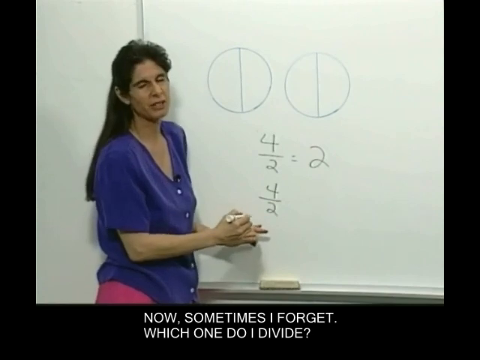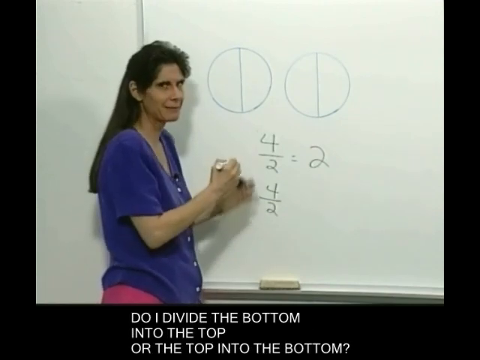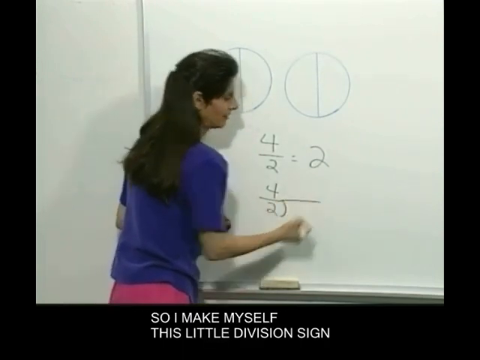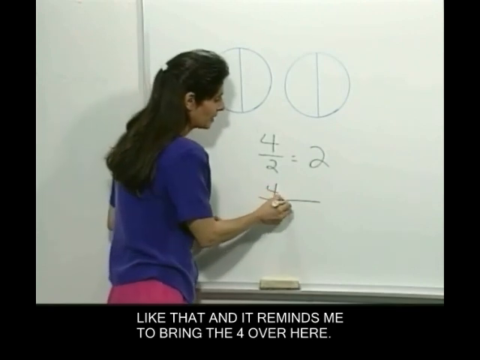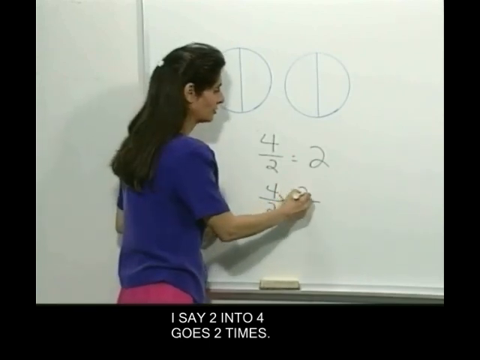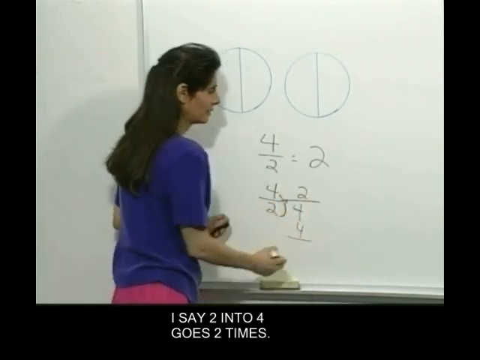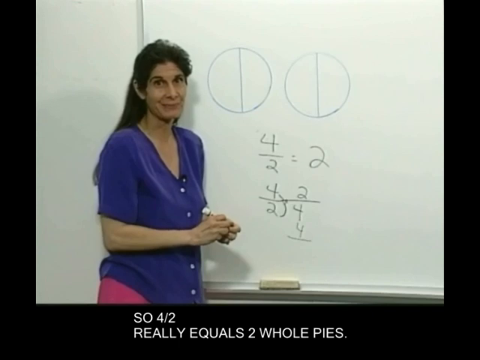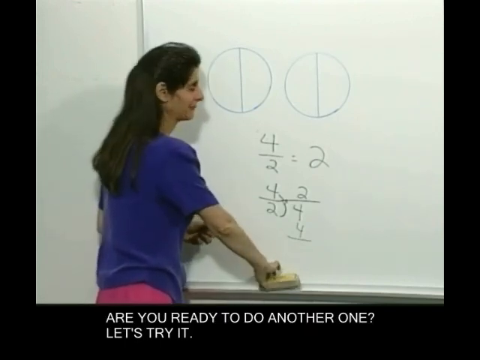Now, sometimes I forget which one do I divide. Do I divide the bottom into the top or the top into the bottom? So I make myself this little division sign like that, and it reminds me to bring the 4 over here, and I say 2 into 4 goes 2 times. So 4 halves really equals 2 whole pies. You ready to do another one? Let's try it.